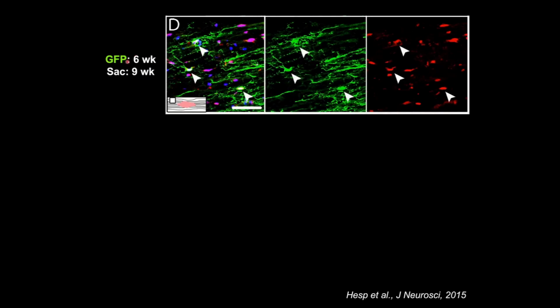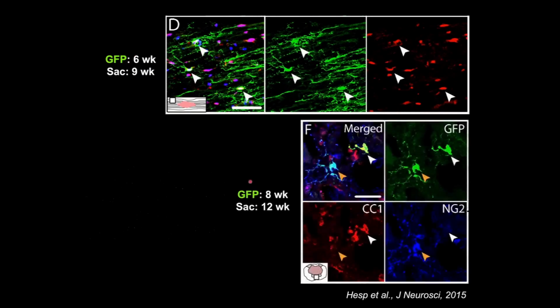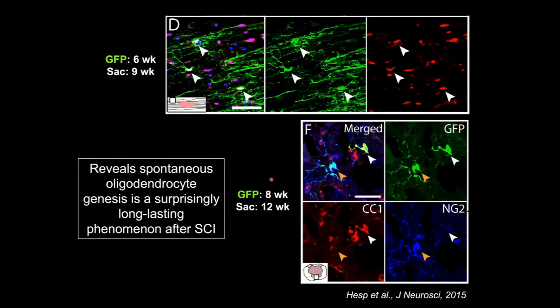When we turned the OPCs green at 6 weeks or even at 8 weeks post-injury, we could still find evidence of GFP positive CC1 cells, indicative of new oligodendrocytes. You can see here in this spared white matter in the longitudinal horizontal section, these oligos with processes that look like they're potentially myelinating axons. And we found this again in the white matter as well as in the gray matter in spared tissue. So this shows us that oligodendrocyte genesis is surprisingly a long-lasting phenomenon after spinal cord injury.